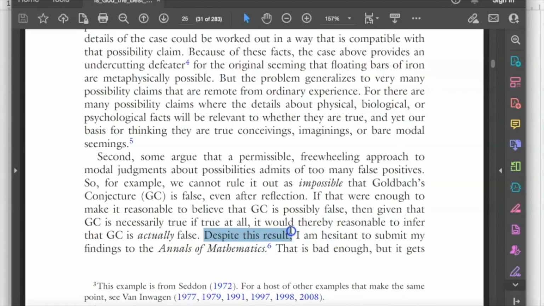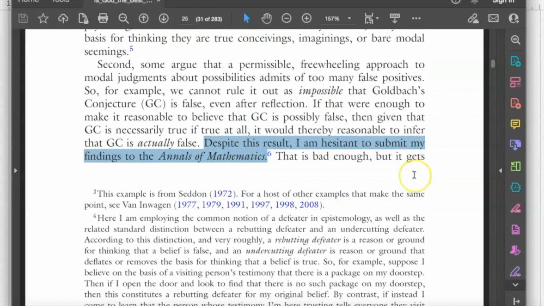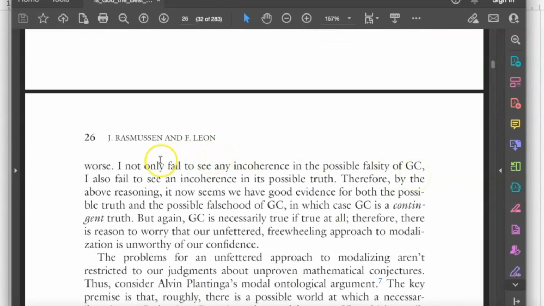But despite this result, Felipe writes, I'm hesitant to submit my findings to the annals of mathematics. That's bad enough, but it gets worse, right? I not only fail to see any incoherence in the possible falsity of Goldbach's conjecture, but I also fail to see an incoherence in its possible truth. Therefore, by the above reasoning, it now seems we have good evidence for both the possible truth and the possible falsehood of Goldbach's conjecture, in which case we'd have to conclude absurdly that Goldbach's conjecture is a contingent truth. All this goes to show that there's reason to worry that an unfettered freewheeling approach to modal knowledge may very well be on shaky ground.